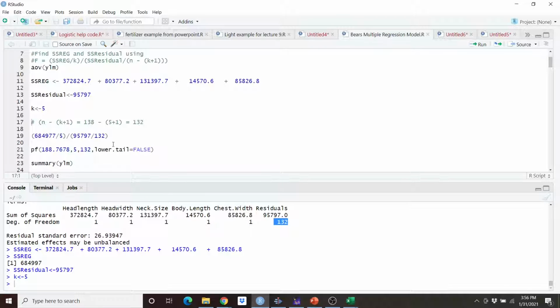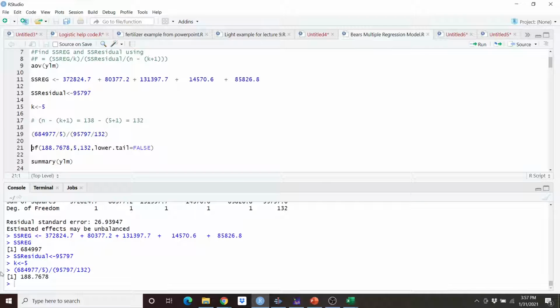And so if I decide that I want to do a global F-test using what I'll call the long method, I have my sum of squares regression divided by my K parameters, divided by my sum of squares residual over the residual degrees of freedom. And what I get is 188.7678.